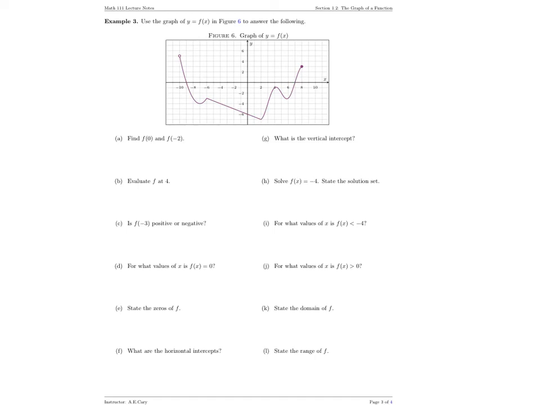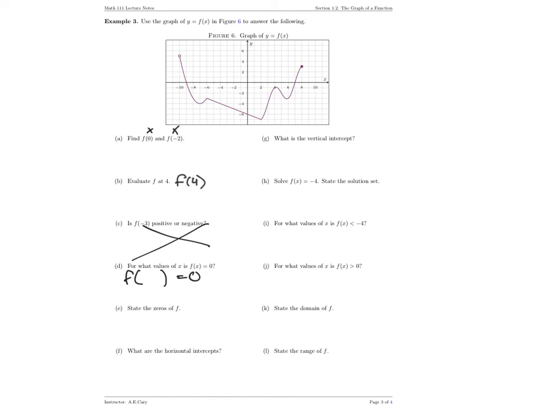So for problem A, it's asking if this is your x, what is your y value? F of b is asking the exact same thing, but in a different way. So evaluate f at 4. That's like saying find f of 4. For C, don't do it. Don't worry about it. For part D, when it says, for what values of x is f of x equal to 0? That's very similar to the front page. You're going to have f of some number is equal to 0. You may even have more than 1.